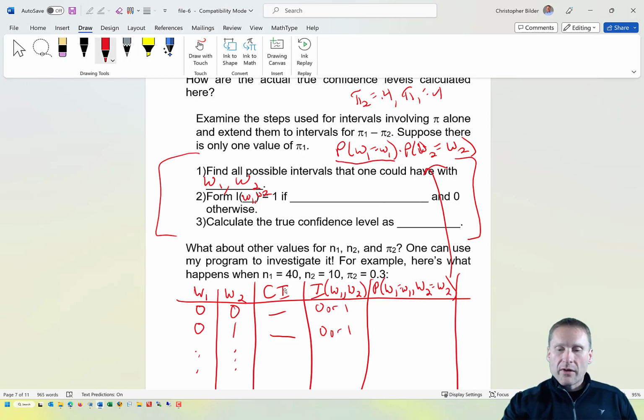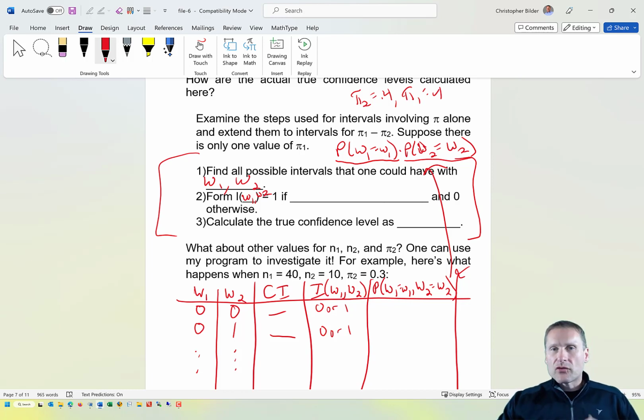This probability here is just a probability from a binomial distribution where we observe a particular number of successes, 0, 1, 2, or whatever, and a probability of success of pi1 with trials of n1. This probability here is exactly the same, but now for group 2. So all I need to do to find this particular probability here is multiply them together.